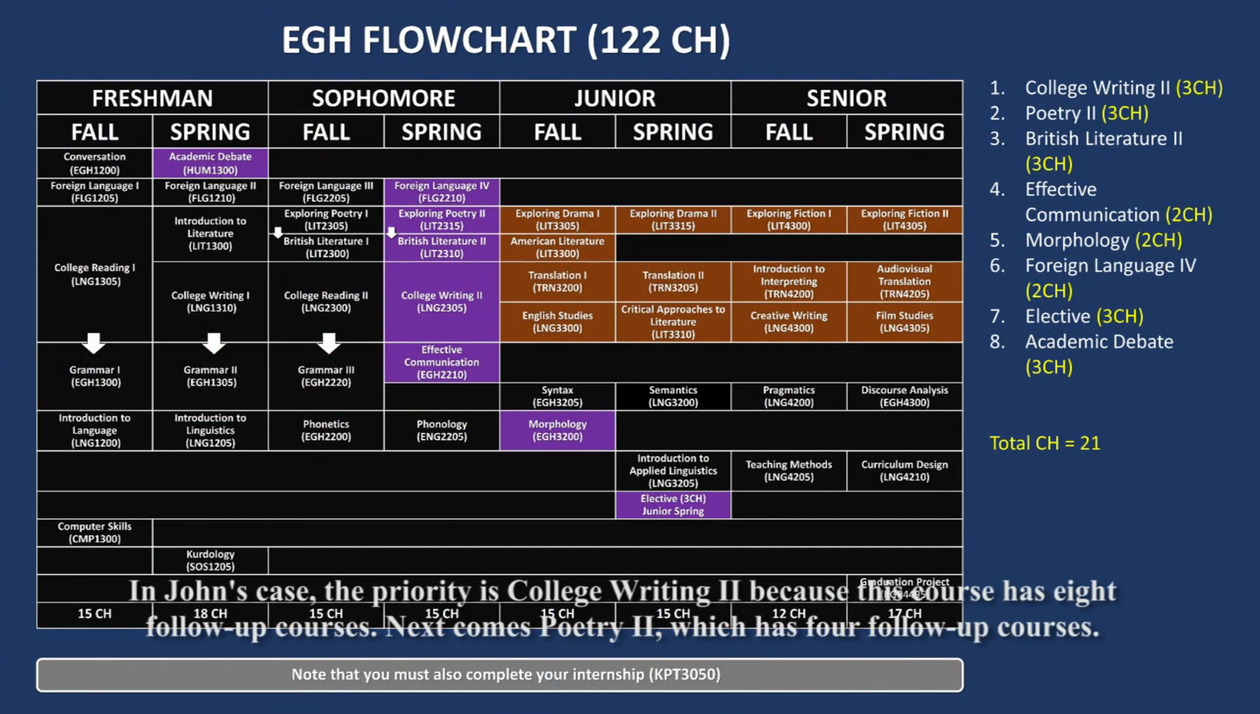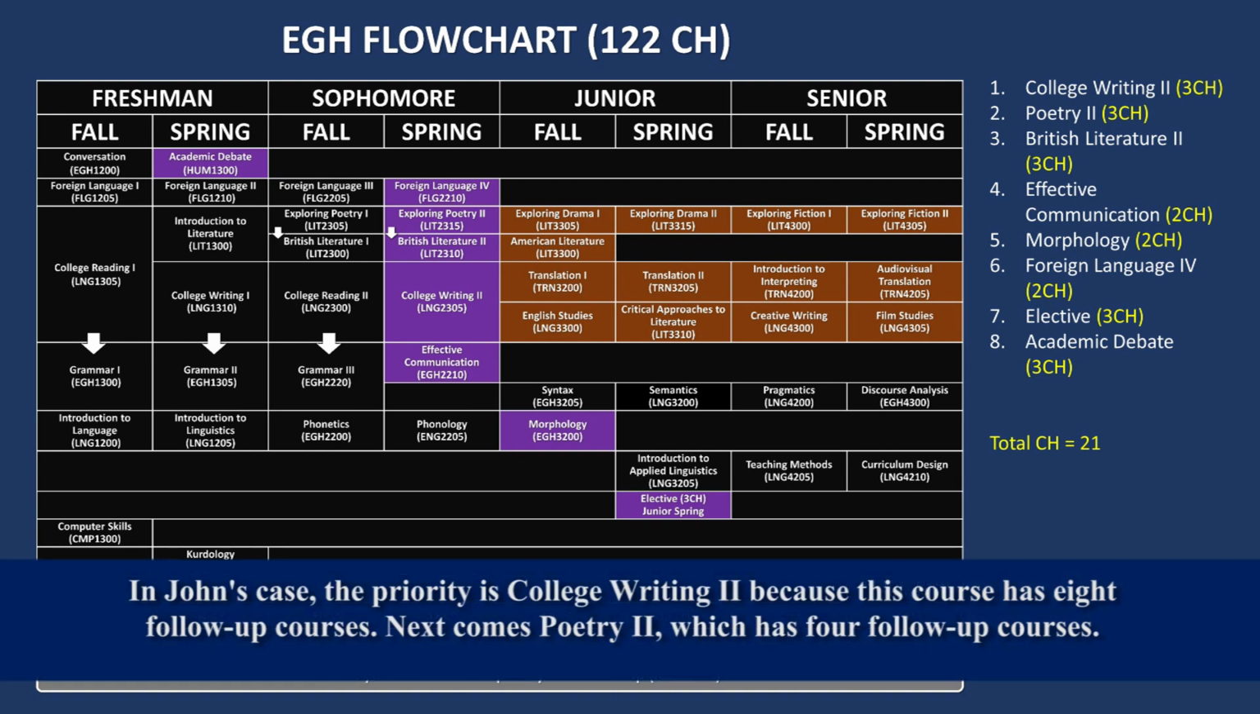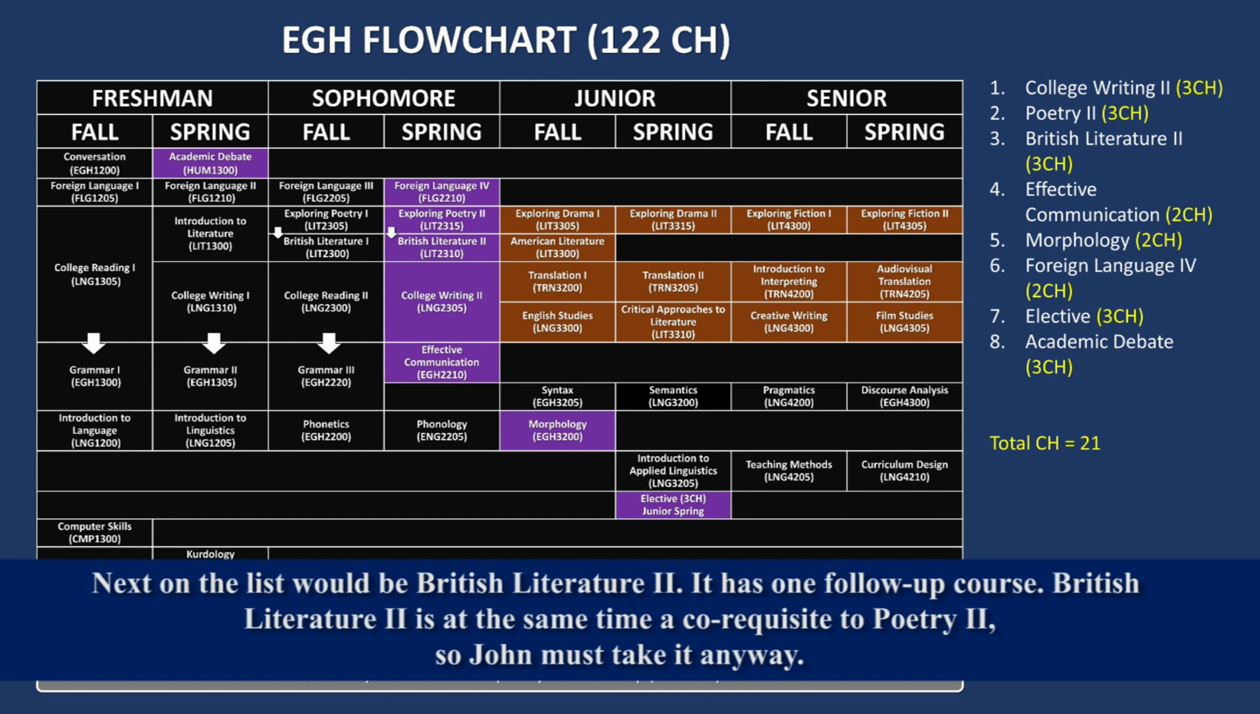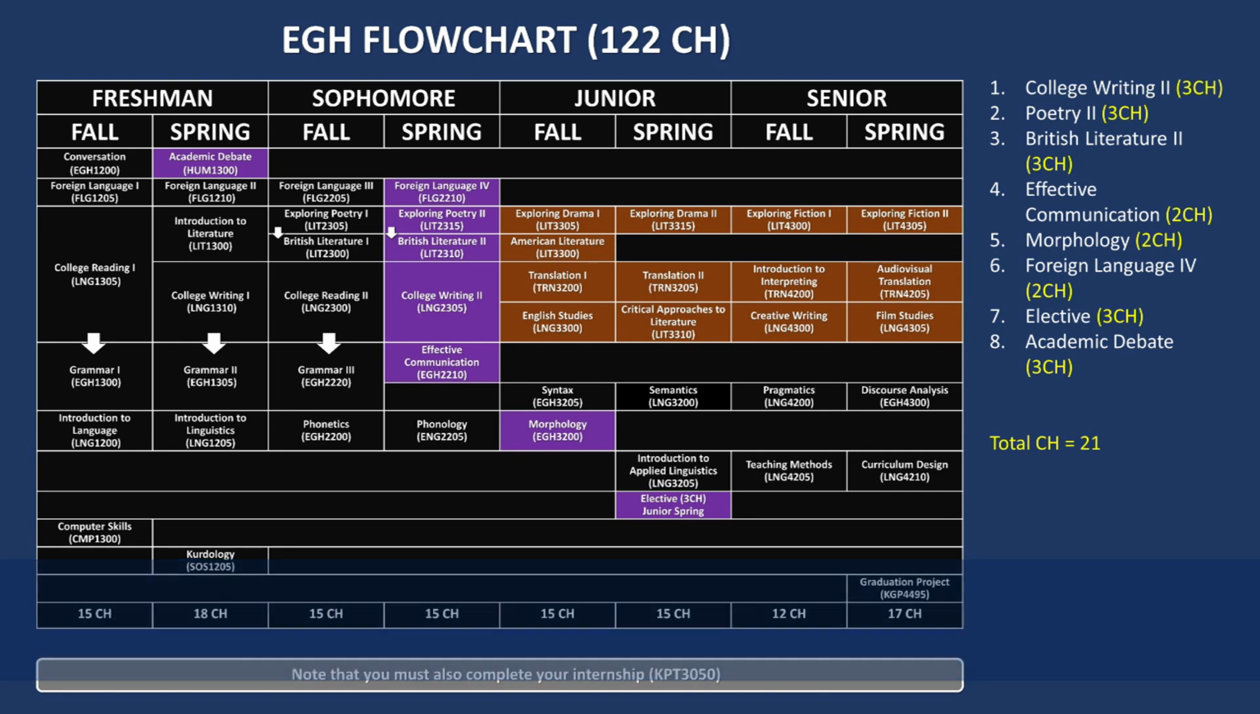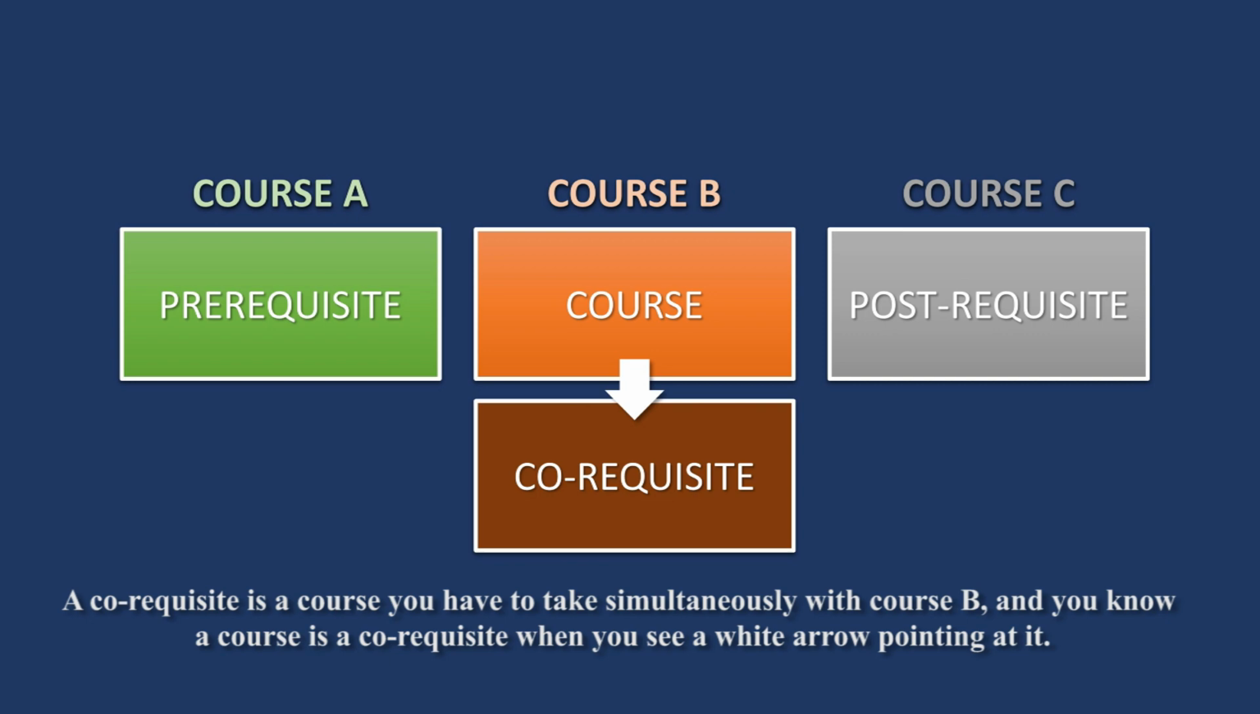In John's case, the priority is College Writing 2 because this course has 8 follow-up courses. Next comes Poetry 2, which has 4 follow-up courses. Next on the list would be British Literature 2. It has 1 follow-up course. British Literature 2 is at the same time a co-requisite to Poetry 2, so John must take it anyway. A co-requisite is a course you have to take simultaneously with course B. And you know a course is a co-requisite when you see a white arrow pointing at it.